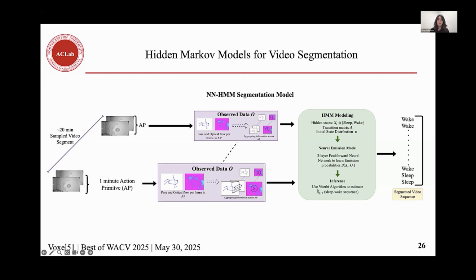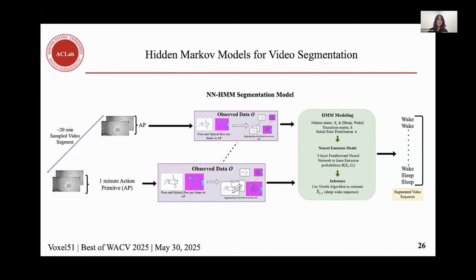So this is why the problem of sleep-wake segmentation can be formulated as a sequential classification task, using a hidden Markov model where the hidden state at each time step represents whether the infant is asleep or awake. The observed data here is extracted from RGB video features, such as, in this case, the pose and the optical flow, but this can be any features that we think are most telling in identifying the specific sleep or wake states.